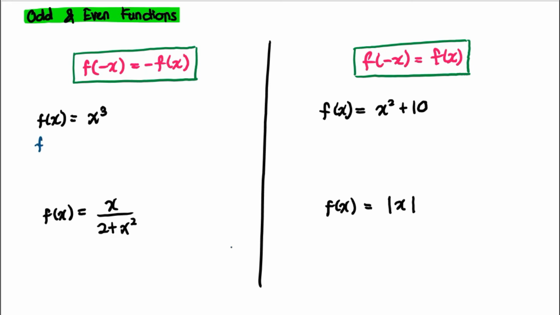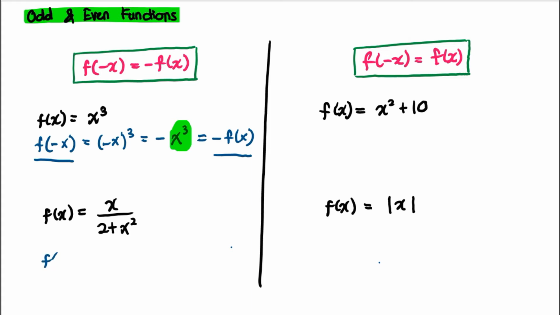Suppose we have this one, f of negative x. This will be negative x to the power of 3. We expand this and it becomes a negative of x to the power of 3. We know that x to the power of 3 is actually f(x), so this can be written as a negative of f(x). So when f of negative x is equal to the negative of f(x), therefore f(x) is an odd function.